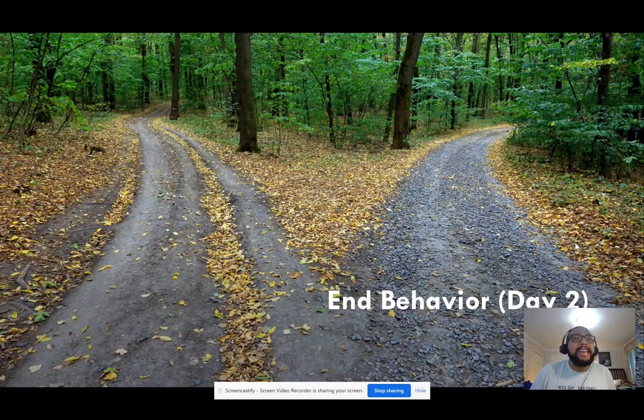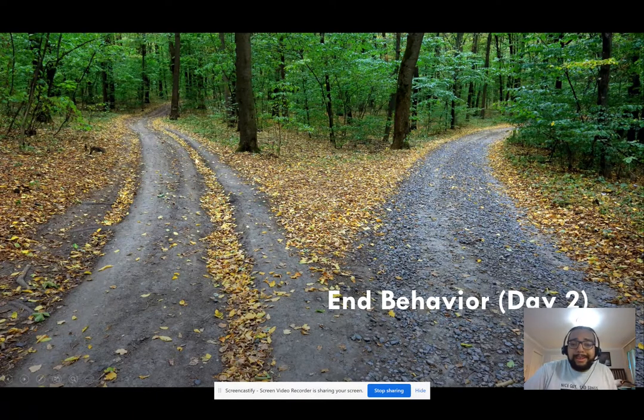We're talking about end behavior. So this is day two, kind of picking off of what we discussed in class. I know in class we kind of left off with, "Whoa, what are we talking about? What did we just do?" Well, today I hope to clear all that up.